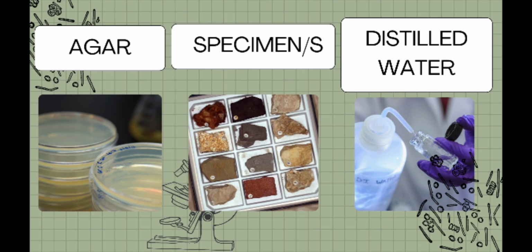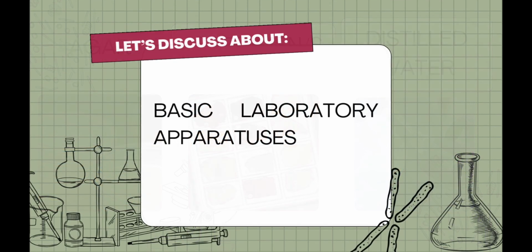Distilled water. It is produced by heating the water to its boiling point, letting the steam ascend, which allows the steam to rise, then recondense into liquid in a cool down chamber. This water eliminates the impurities that could affect the precision of the findings. So now let's move on to the basic laboratory apparatuses.